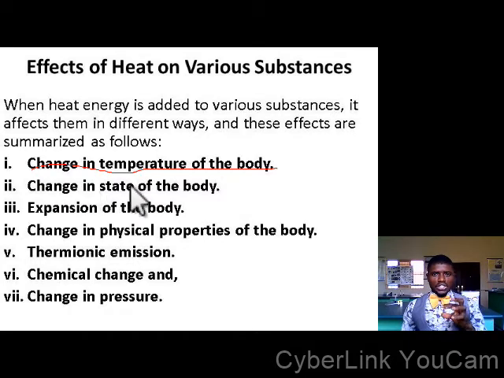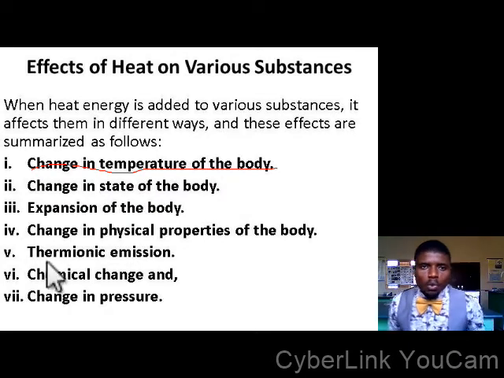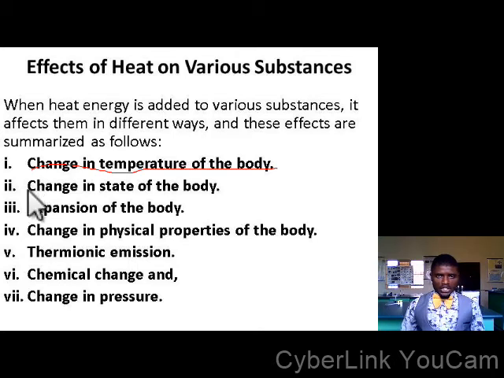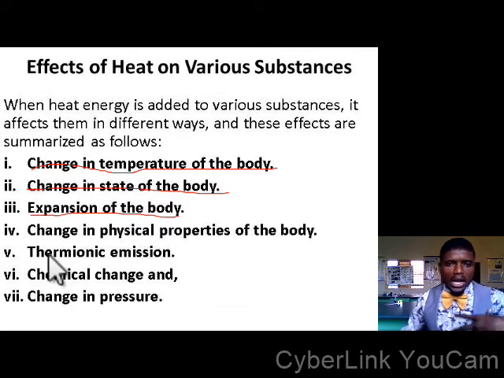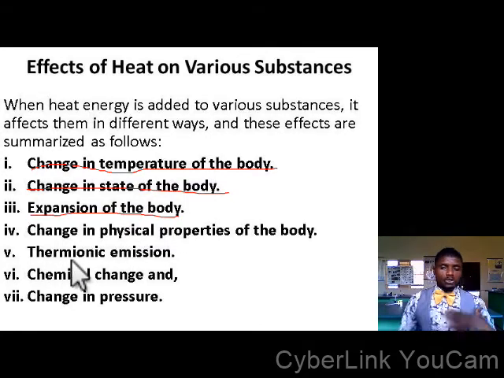Change in state of the body. We'll look at this shortly. We'll look at change in state also in today's video. Change in state of the body is a subtopic of its own, so we cannot treat it here right now. Expansion of the body. Expansion of our body will be treated in our next video, where we're looking at linear expansivity, area or superficial expansivity, volume or cubic expansivity.